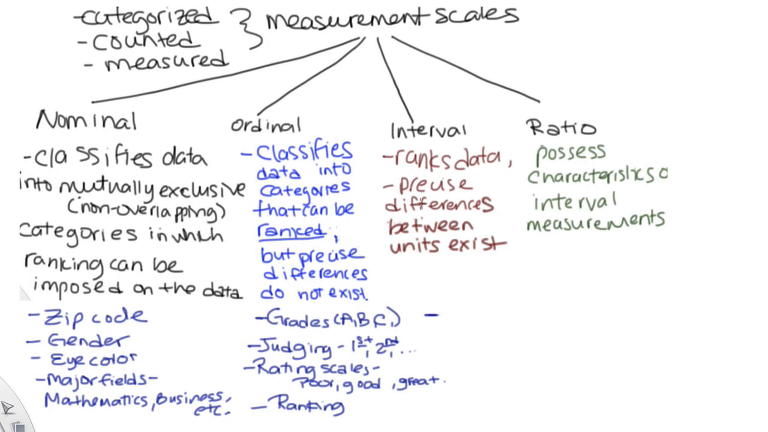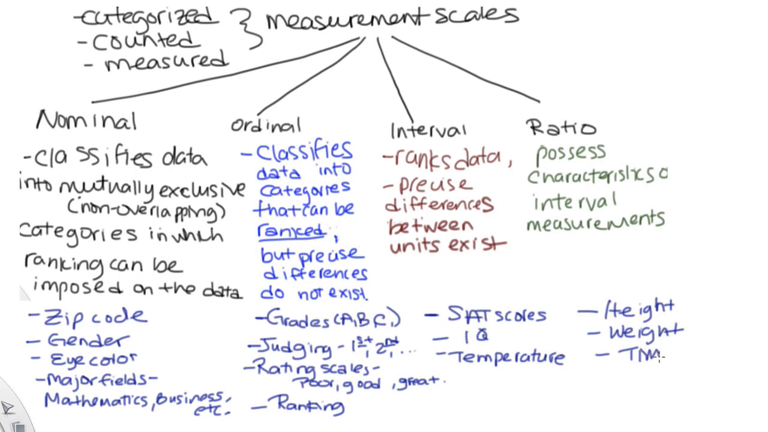Intervals. Ranked data, precise differences between units exist, such as SAT scores, IQ, temperature, and ratios possess characteristics of interval measurements, such as height, weight, time, salary, and age.